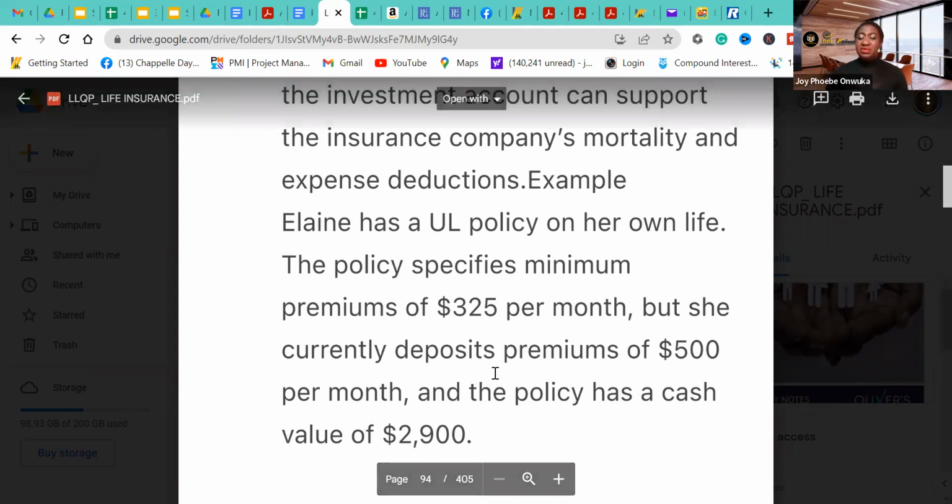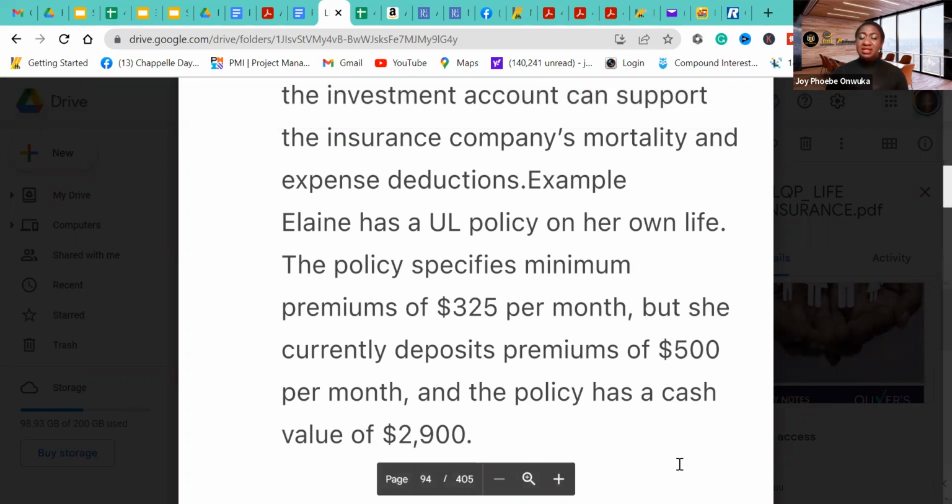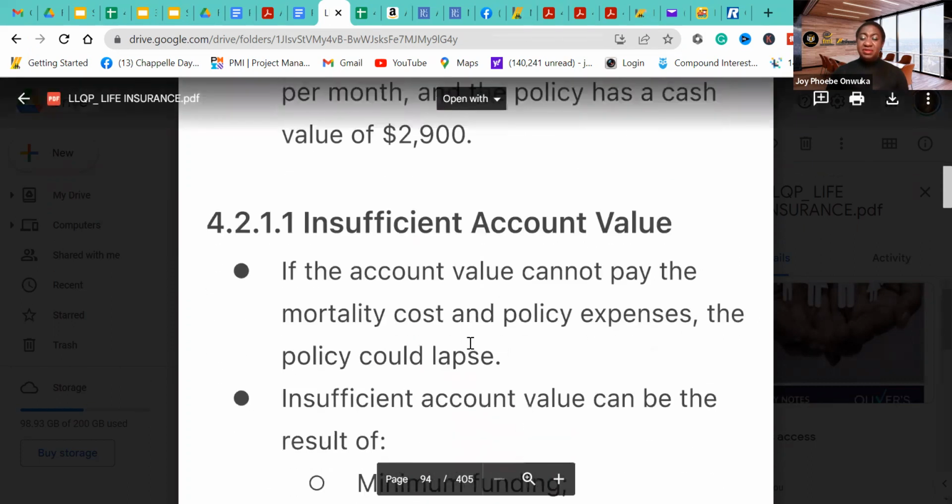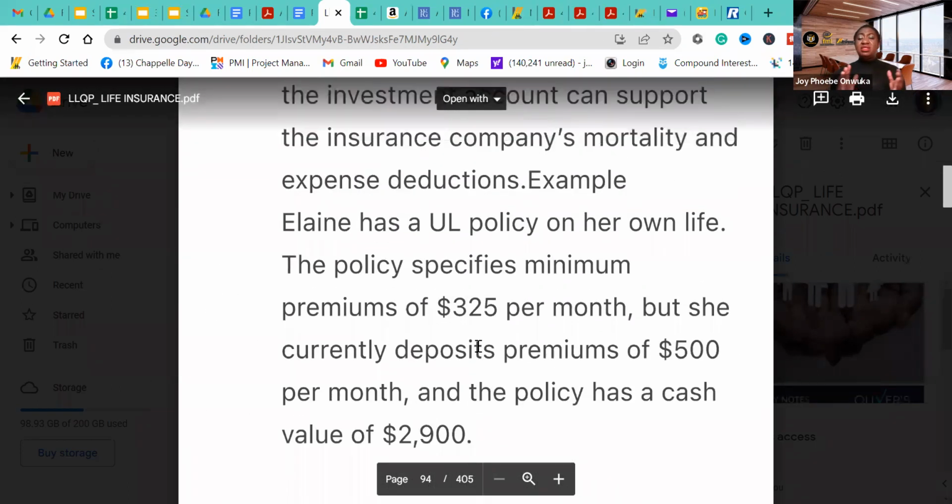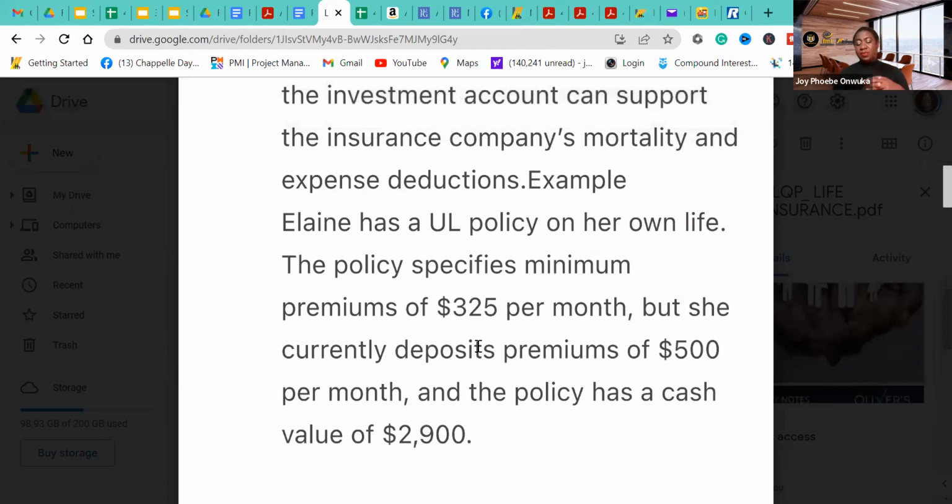But she currently deposits a premium of $500 per month, and the policy has a cash value of $2,900. You see, what this is saying in essence is that with universal life, we have the minimum deposit and the maximum deposit. So you can pay the minimum deposit, like I tell people, if the financial situation is not as buoyant as of yet, the individual can be paying the minimum deposit for now until their financial situation improves.